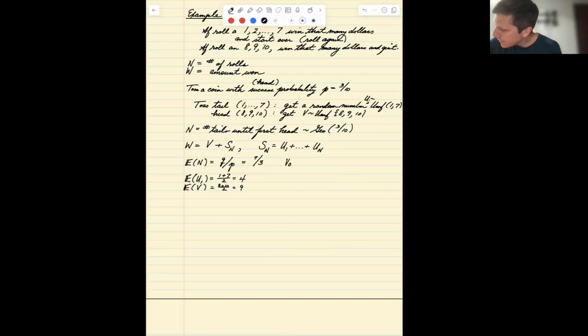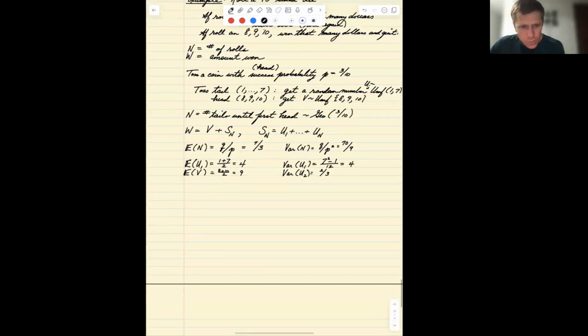The variance of N is geometric. It's Q over P squared, 7 over 9. Sorry, 70 over 9. The variance of U1 is 7 squared minus 1 over 12, so that's 4. And the variance of V, we can calculate that directly, it's 2/3.